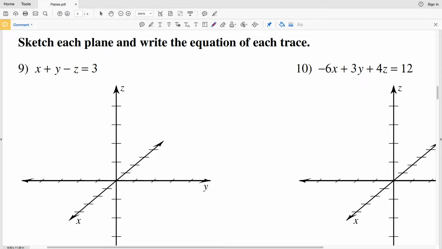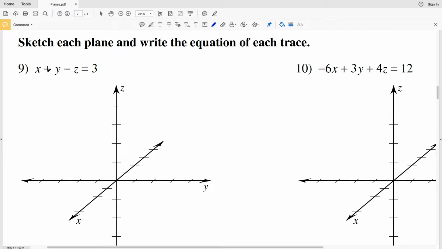In this video, we're going to finish the Kuta Software Infinite Algebra 2 free worksheet, Planes. Picking up on the second page, we're to sketch each plane and write the equation of each trace. So let's start by sketching that plane. And in order to sketch the plane, we need to find those intercepts.